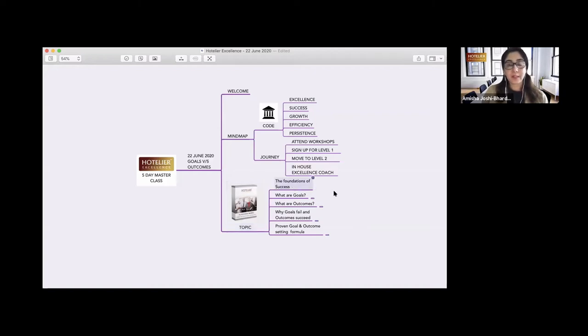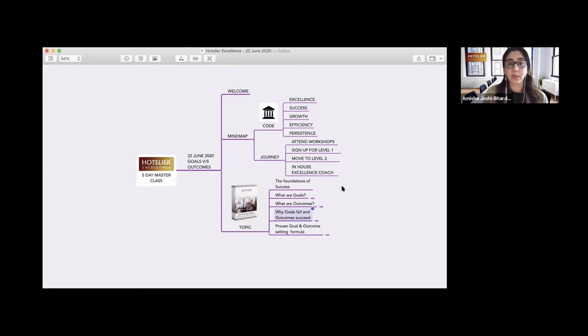What we're going to first look at when we talk about goals and outcomes is the foundations of success. So when we understand what the foundations of success are, everything else becomes a lot easier to assess, to learn, to do, to practice. We're also going to work on what goals are, what outcomes are, and why goals fail and outcomes succeed.